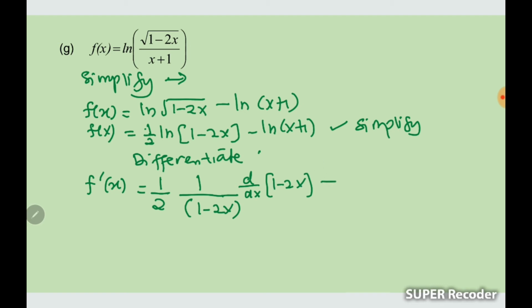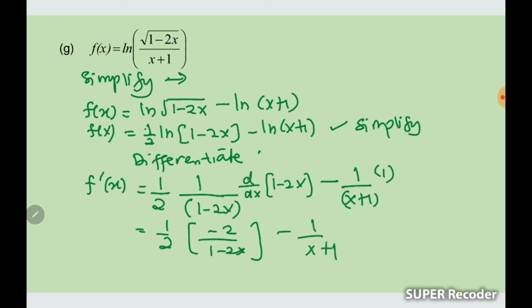Then minus, differentiate ln x plus 1 is 1 over x plus 1. Differentiate x plus 1 is 1. So the answer is half of negative 2 over 1 minus 2x, minus 1 over x plus 1. Then the 2 and 2 here can be cancelled out. So the answer is negative 1 over 1 minus 2x, minus 1 over x plus 1.